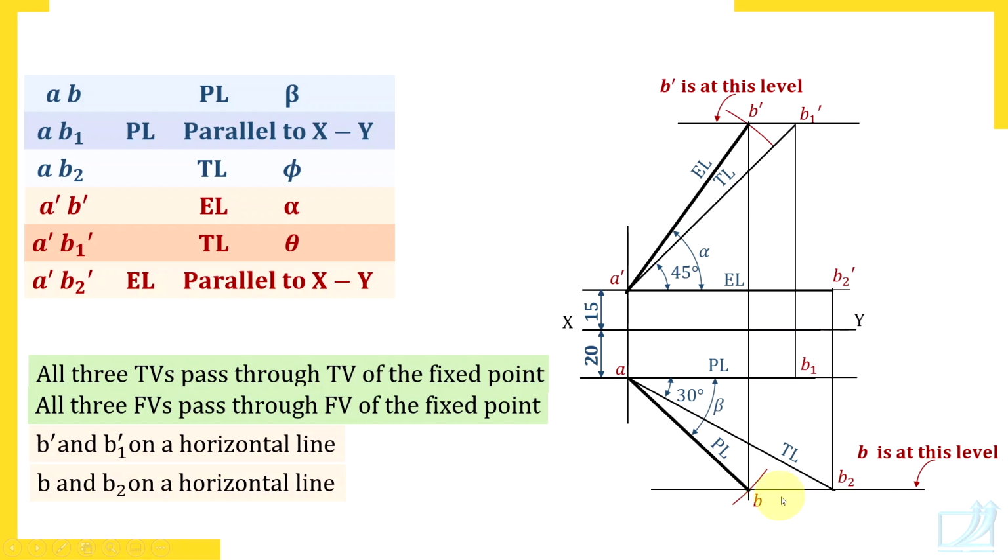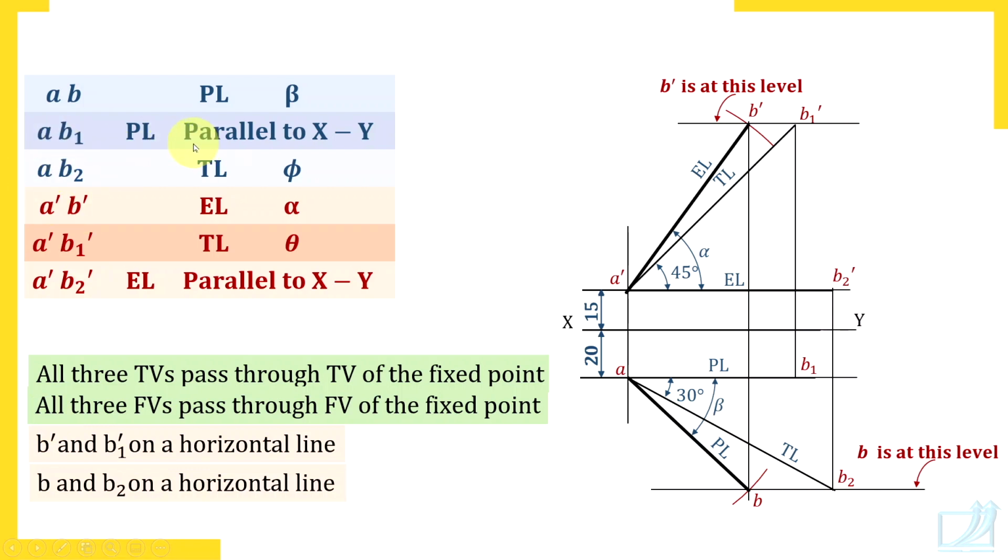Check here. On this horizontal line, B and B2. That is what we have already mentioned here. B and B2 lie on a horizontal line. Check here. A and B1 lie on a horizontal line. B dash and B1 dash lie on a horizontal line. We have already mentioned it here. B dash and B1 dash on a horizontal line. A and B1 on a horizontal line.